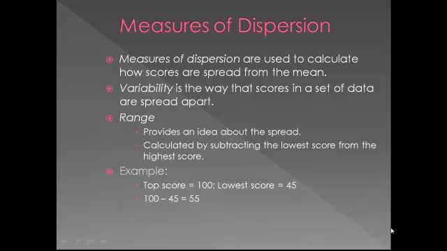Now, variability is the way that we describe the spread of scores in a set of data, and that is what we usually call variance. So how far does each score vary from the mean? The range is basically where the score dispersion begins and where it ends. So if your top score is 100 and your lowest score is 45, we have a range of 55. Very, very simple.